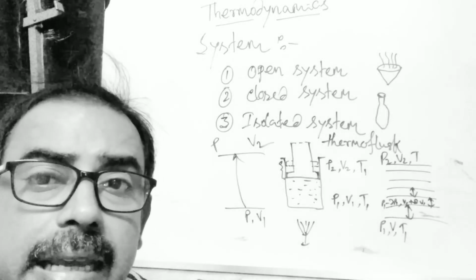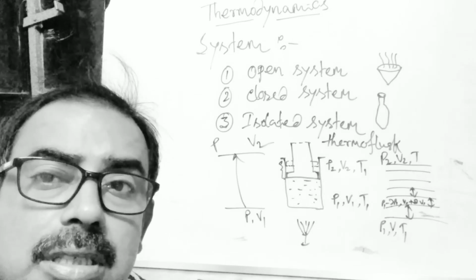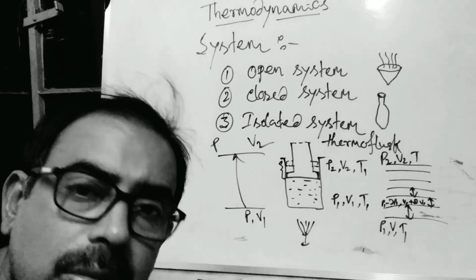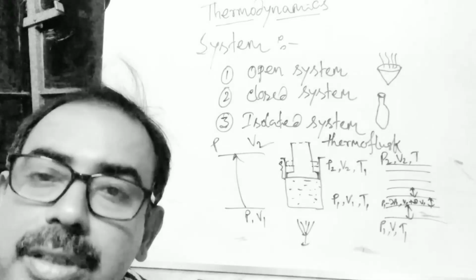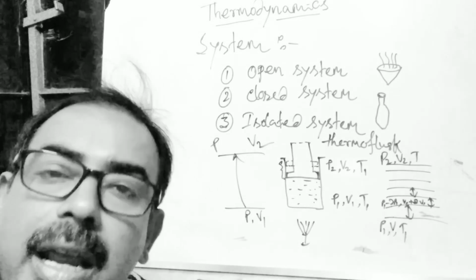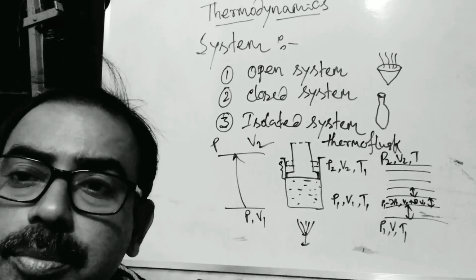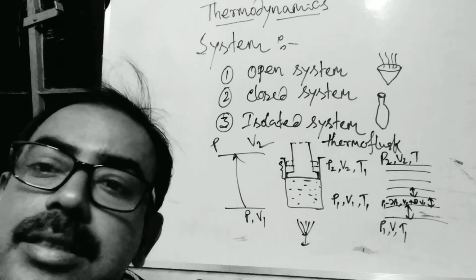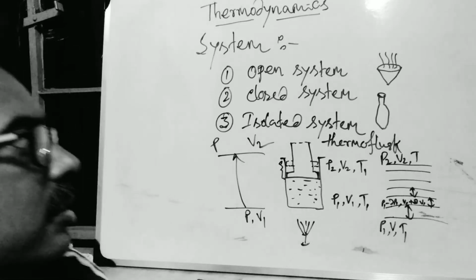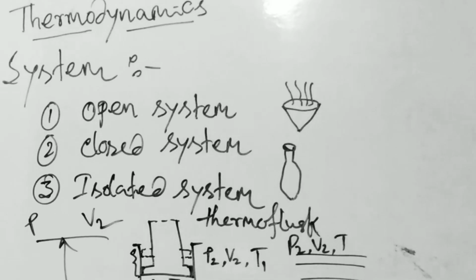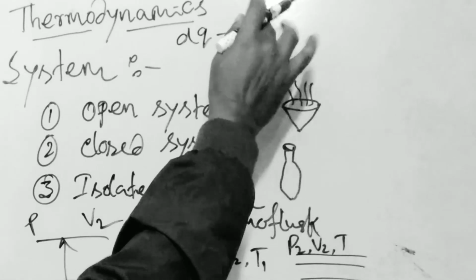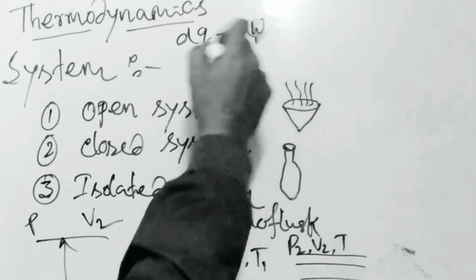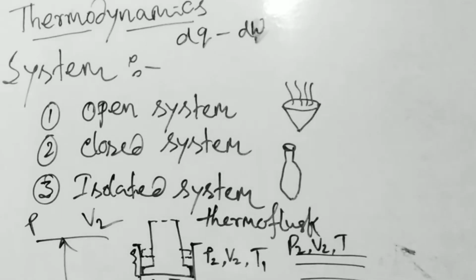So the internal energy of a system has no absolute value, or rather we cannot calculate the absolute value of an internal energy of a system. But if some amount of energy is given to a system, and the system does some work, then the rest amount, that is, if dq amount of heat is given to a system and dw of work is done by the system, then the rest amount will be dq minus dw. dw is the work done by the system and dq is the amount of heat given to a system.